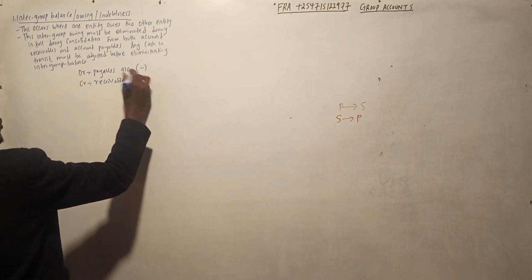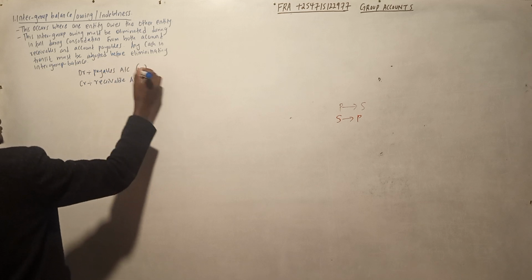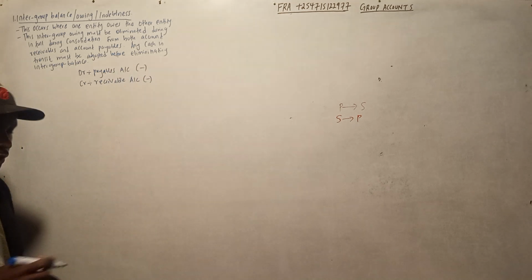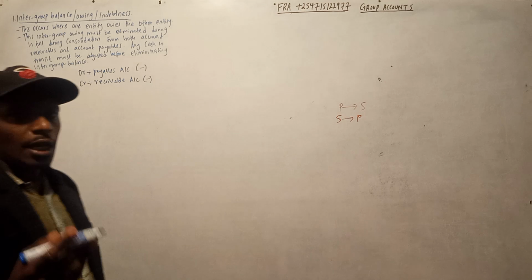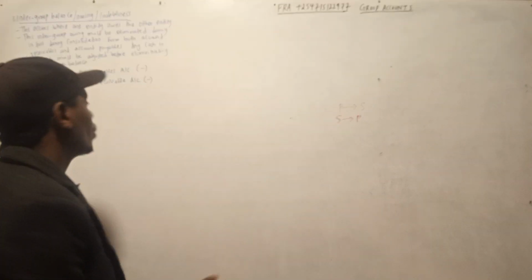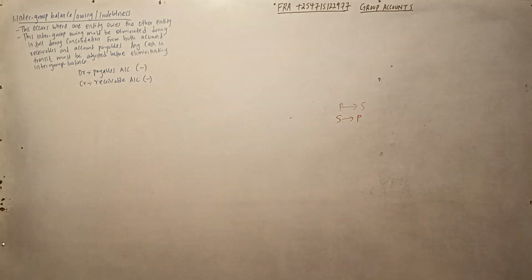account. What do we mean when we say we credit the receivables account? It also means we deduct. So when we debit a liability, we deduct. When we credit an asset, we deduct. So you need to know that one.